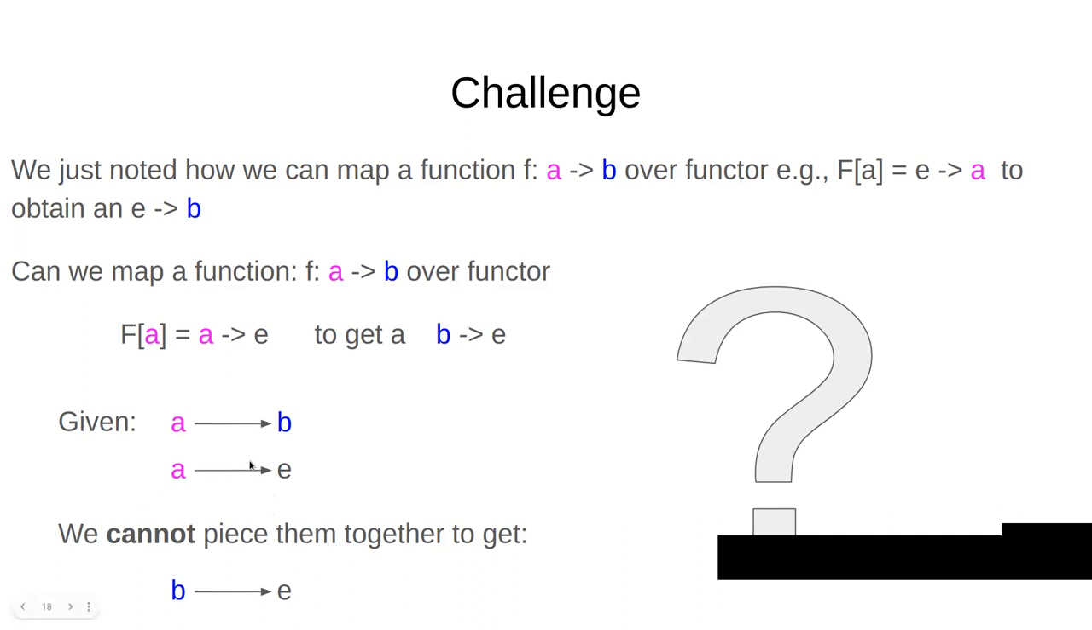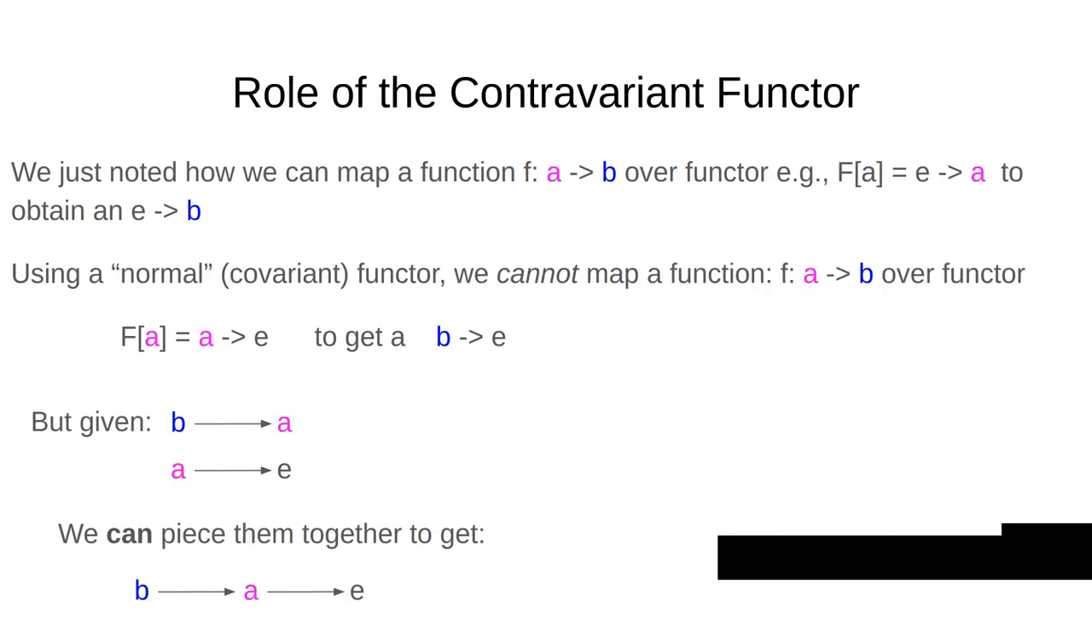So the question is, can we piece these together? It's a jigsaw puzzle. Can you piece them together end to end in some way that gives you something that maps a B to an E? Because that's what we want, right? We want to get out something that maps a B to an E. Can you do that here by putting these end to end? The answer is you cannot. Yeah, sorry. Were you going to say something? No. I was going to say you can. Yeah, you can't do it.